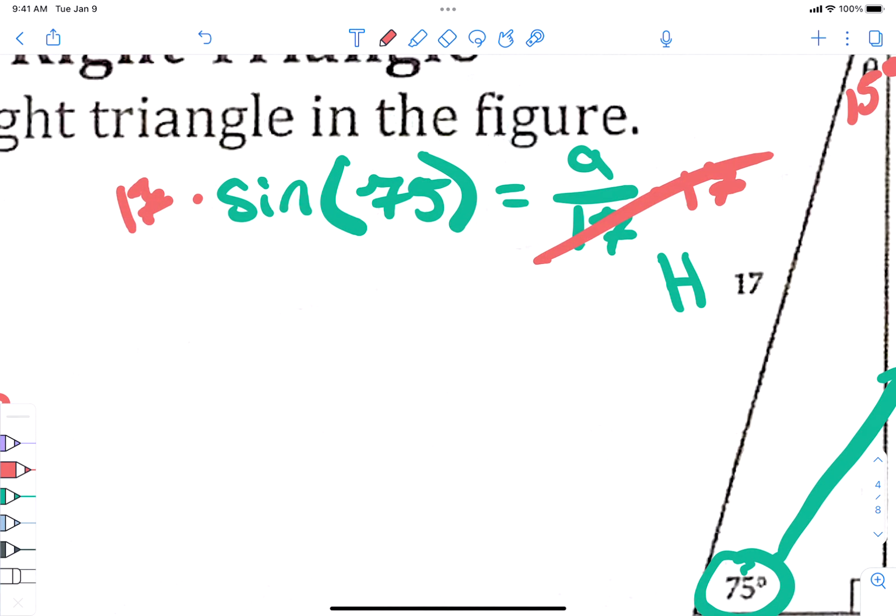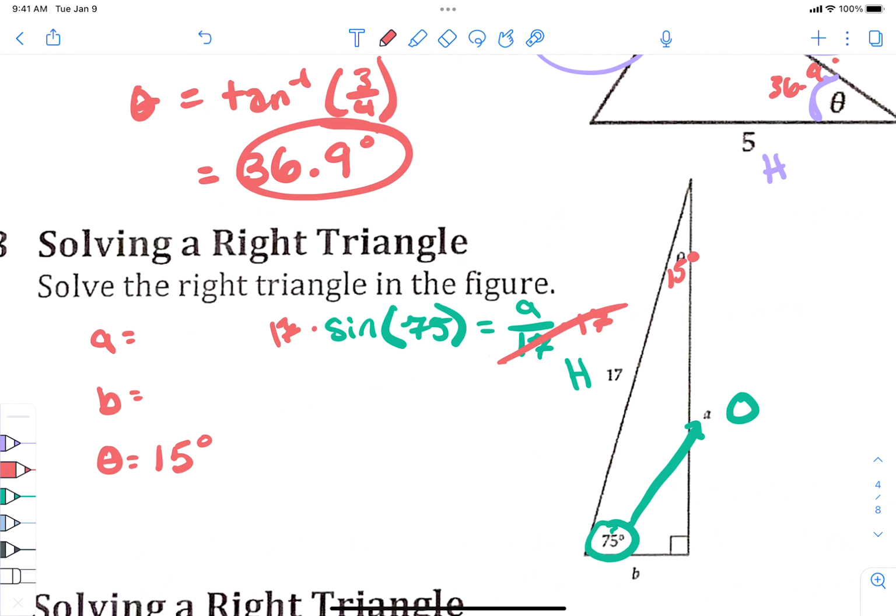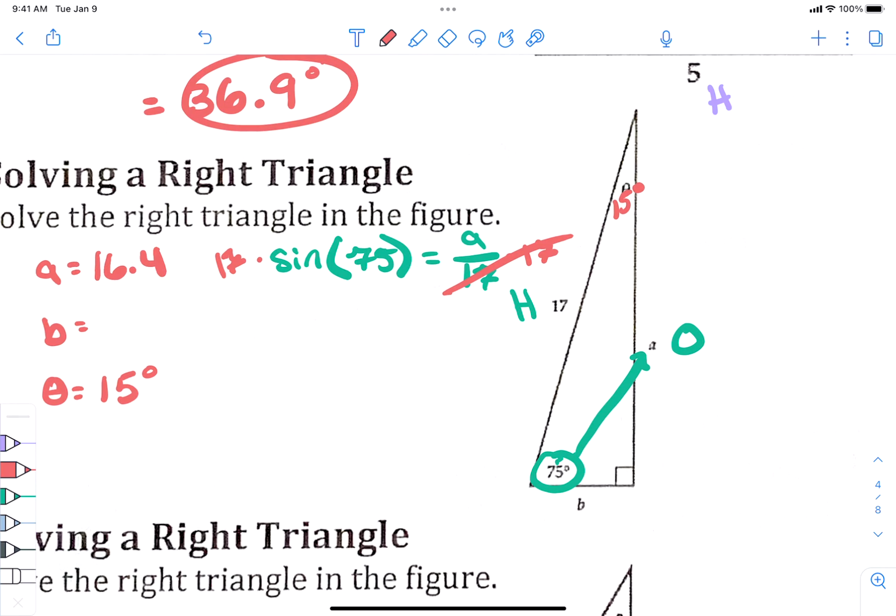Multiply the 17 over, so take 17 times sine of 75. What did you get? 16.4. 16.4 is a. And that's b too? No, that's what I got for b. No, you didn't do it right. You did opposite over hypotenuse, but make sure you're doing sine of 15 for b. I clicked the wrong button, I think.